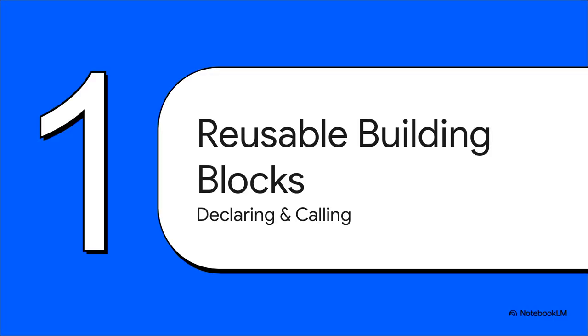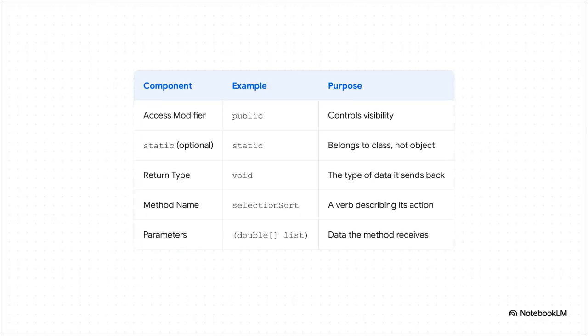First things first, let's look at the anatomy of a method. What does one of these things actually look like? This is the perfect blueprint. Let's just break it down using this selection sort example. First up, public. That's the access modifier. It basically means anyone can see and use this method. The static keyword is optional, and we'll circle back to that one, I promise.